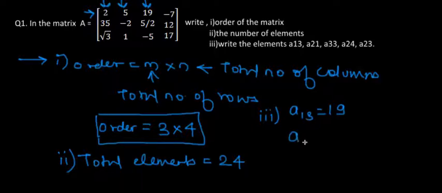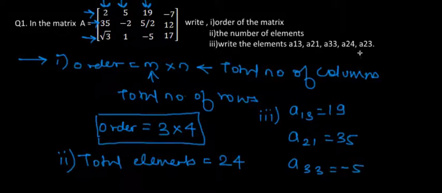Next they are asking A21, which means second row and first column. So this is my second row and first column, the element is 35 in this case, so I'll write 35. Next they are asking A33, so third row and third column, the element is -5, so I'll write -5. And then they're asking us A24, so A24 means second row and fourth column, so second row and 1, 2, 3, and this is 4. The element is 12 here, so 12.